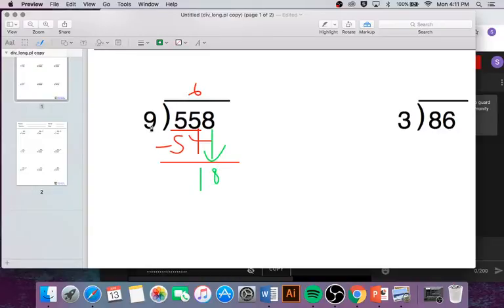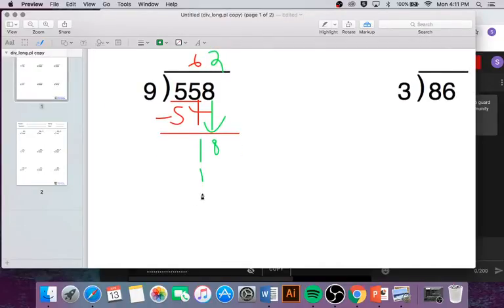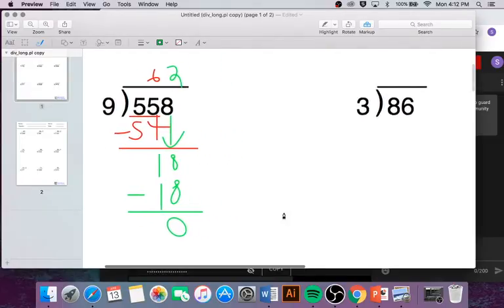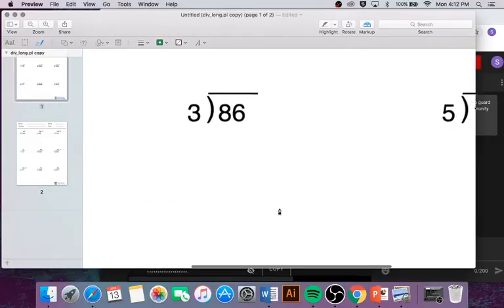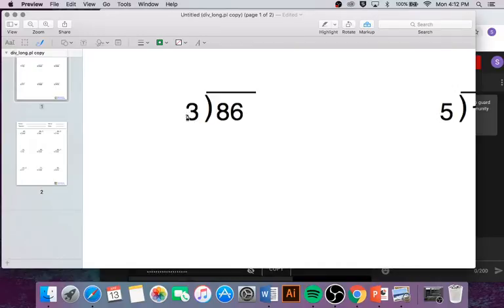So now we need to see how many times 9 goes into 18. 9 goes into 18 2 times. 2 times 9 is 18. And then we're going to subtract. 18 minus 18 is 0. Moving on to our next problem. We need to see 86 divided by 3.